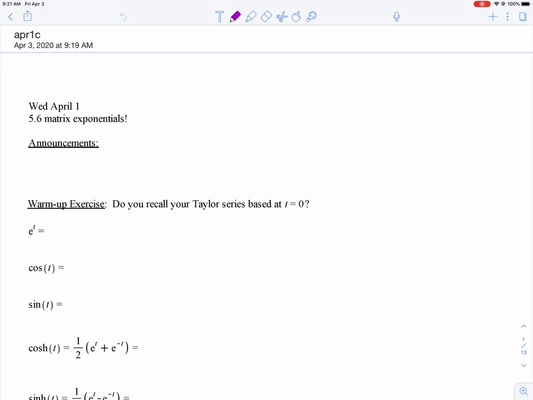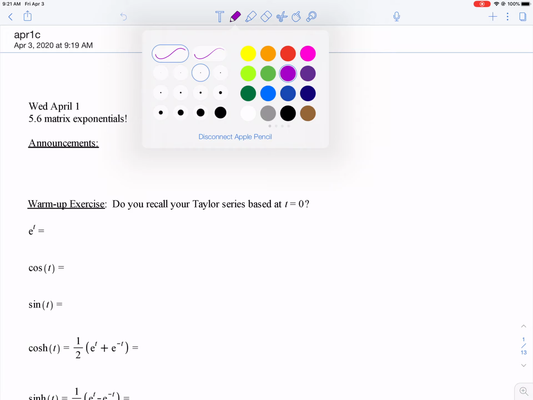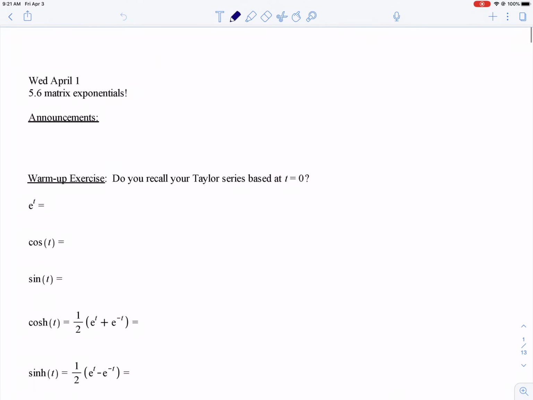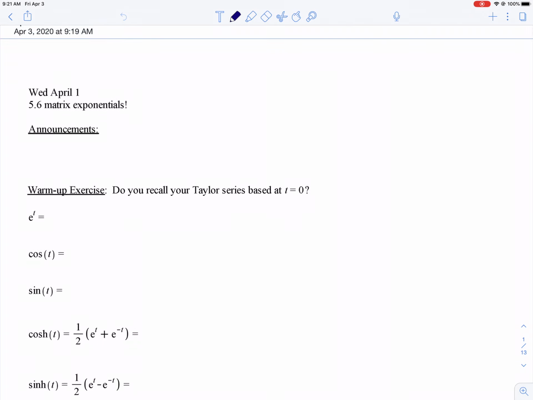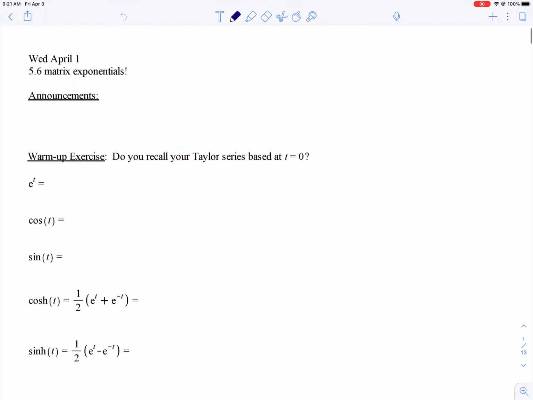Welcome back. Today we're going to start section 5.6 of Edwards and Penney, which is about matrix exponentials. And as a warm-up exercise, how many of these power series can you remember? These are the Taylor series for e to the t, cos t, sine t, and hyperbolic cosine and hyperbolic sine, which maybe we haven't mentioned before in this class.